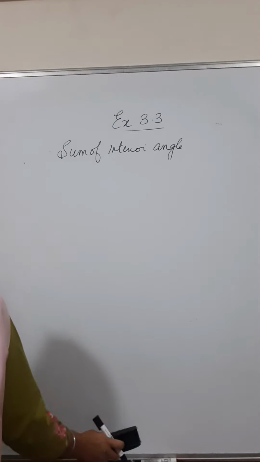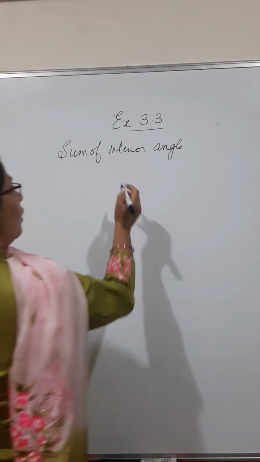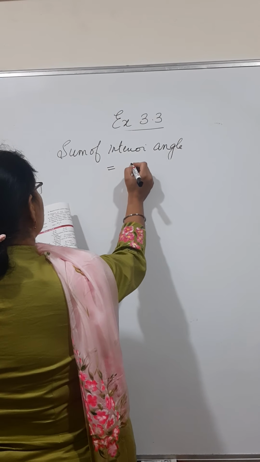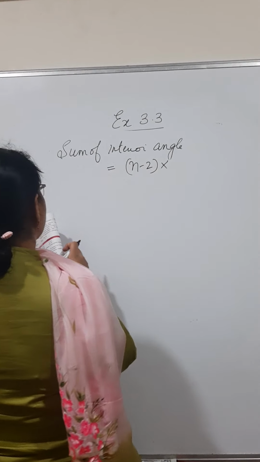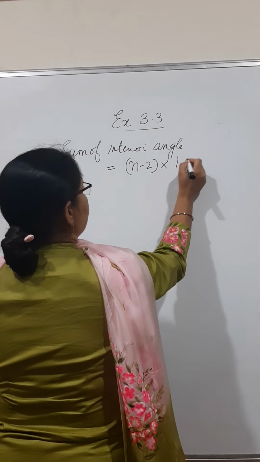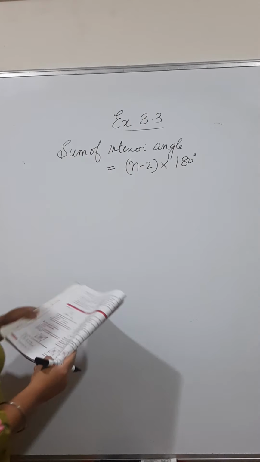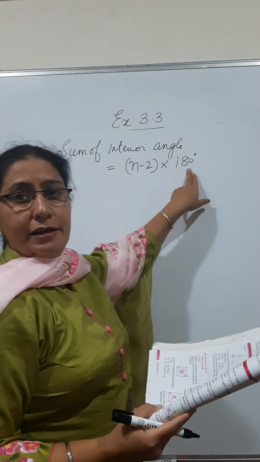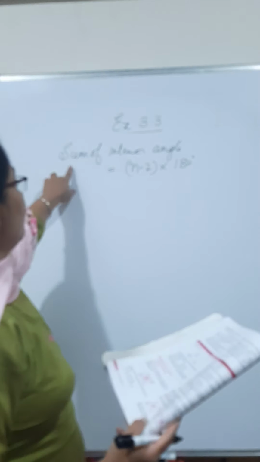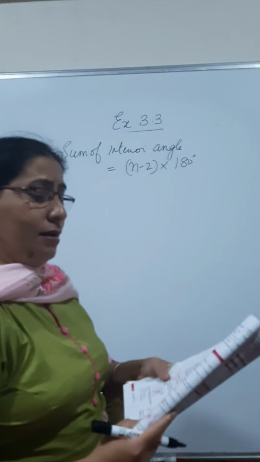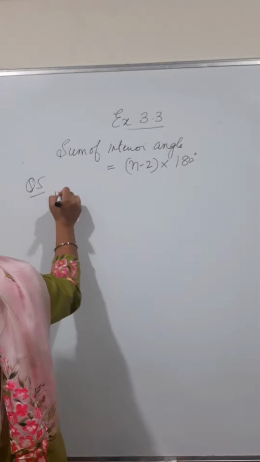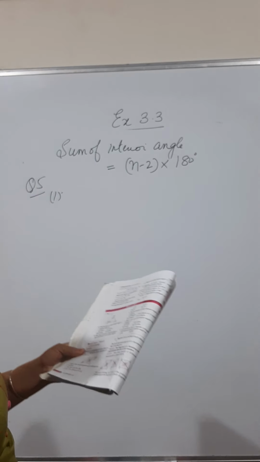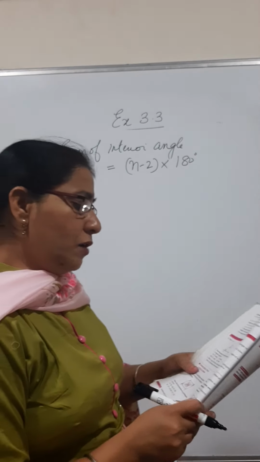For any regular polygon, the sum of all the interior angles is given by the formula n minus 2 into 180 degrees. N minus 2 into 180 degrees is the formula to find the sum of all the interior angles. Now in the fifth question, first part, he says, what is the sum of all interior angles of a polygon if there are 7 sides?